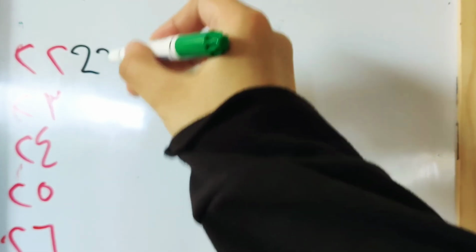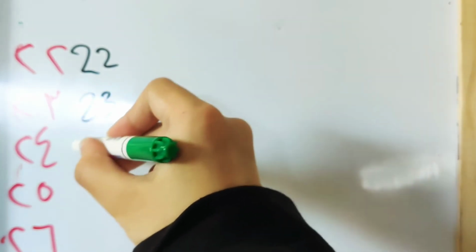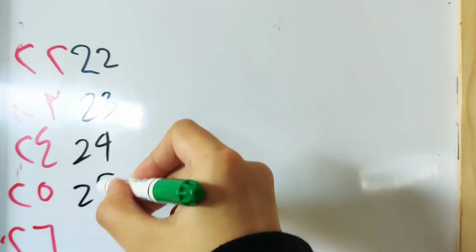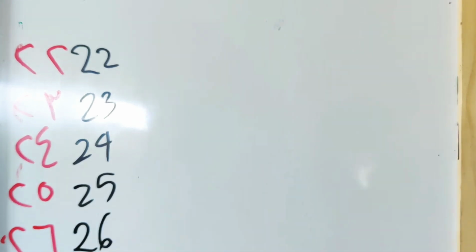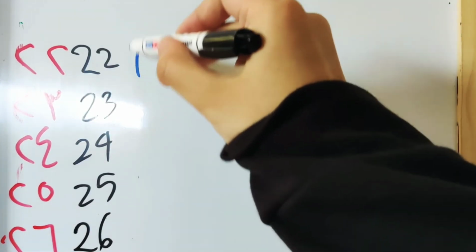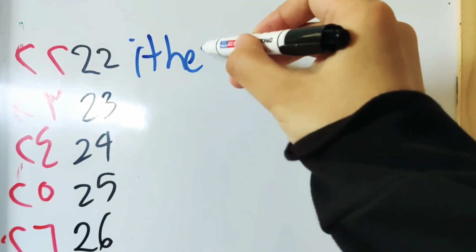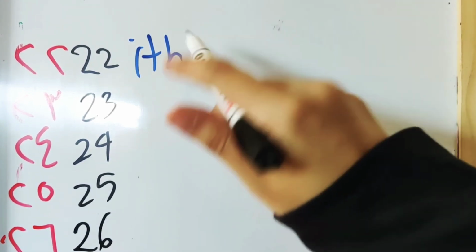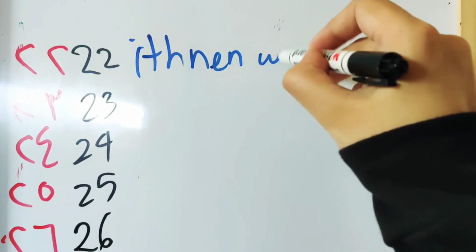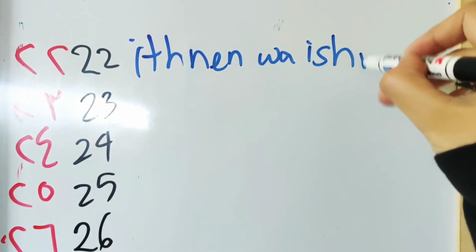Alright, so today as a bonus at the end of the video, we're going to study more numbers: 22, 23, 24, 25, and 26. This is how we write them in Arabic. Arabic is a language that you write from right to left. Right to left.